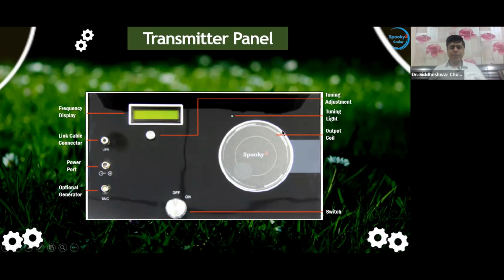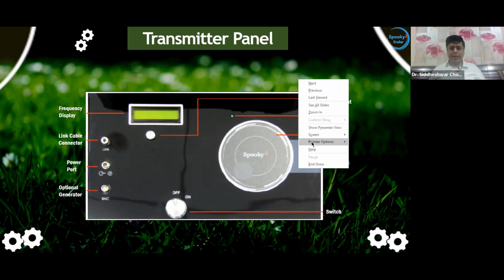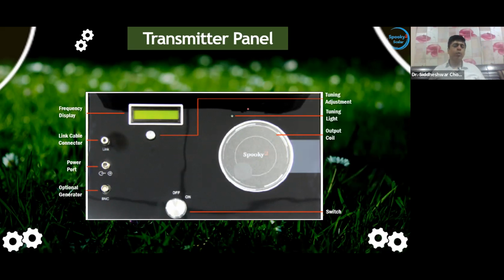Here you have the coil, which is the transmitter coil. This is set to be the output coil, not the input coil. So at this point, I think I should draw the diagram and show you why it is called the output coil. This is a little confusing for many people, so it is my duty to clarify that.